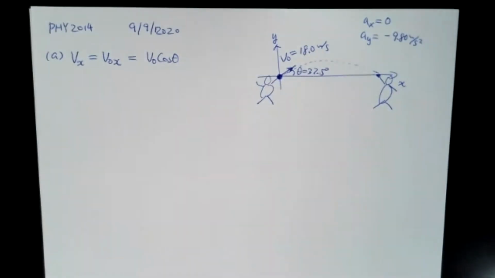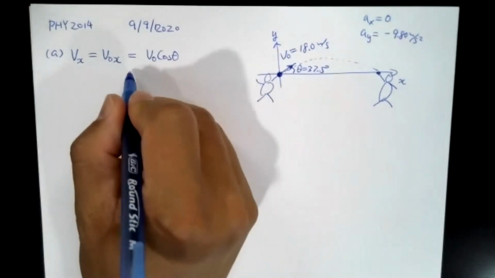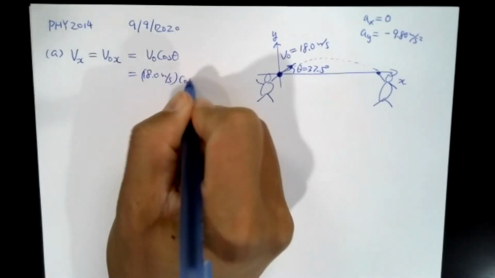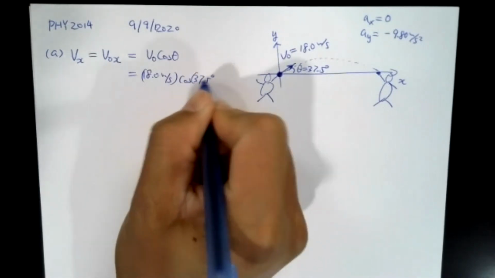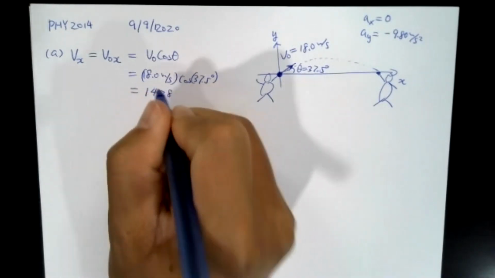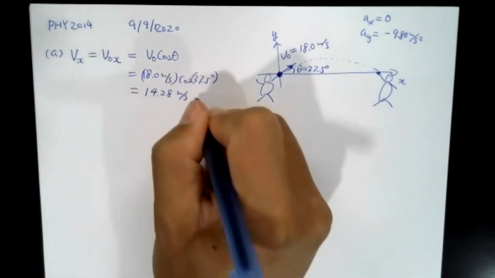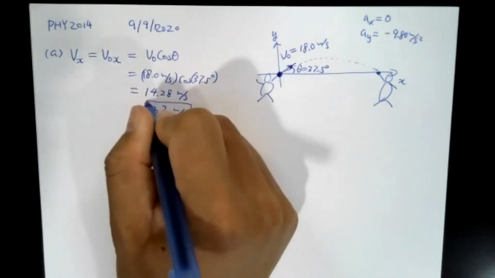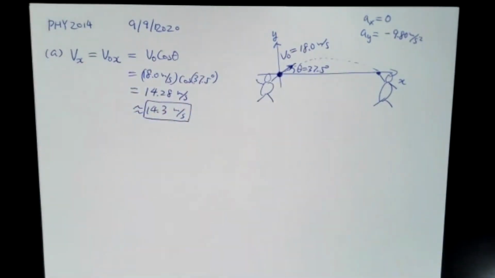On the first part, you just plug in the two numbers, 18.0 meters per second times cosine of the 37.5 degrees angle. You'll get roughly 14.28 meters per second, or if you keep 3 significant figures as the quantities given, then it's 14.3 meters per second. So it's pretty straightforward here.